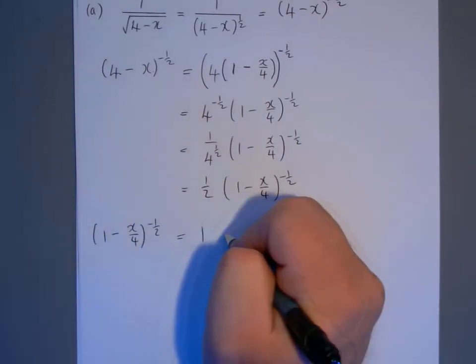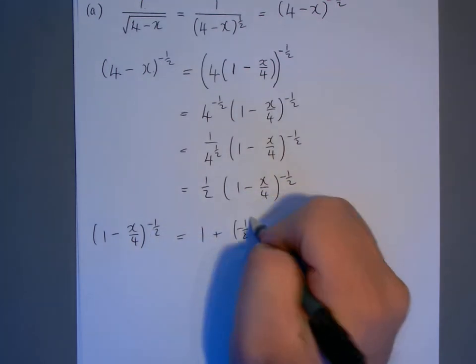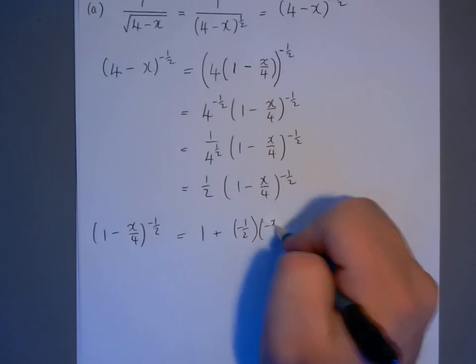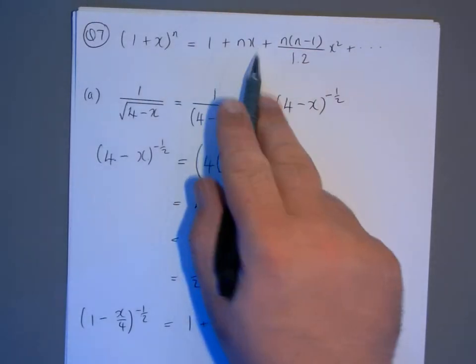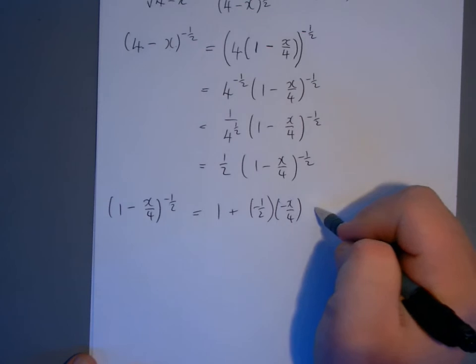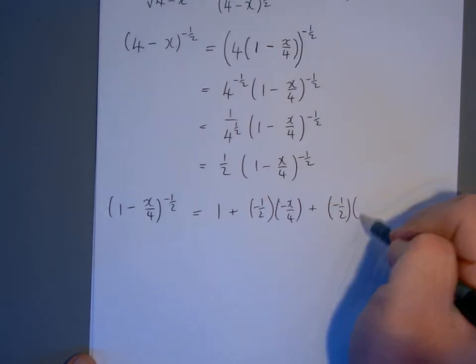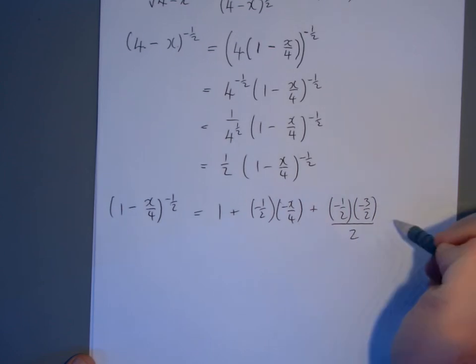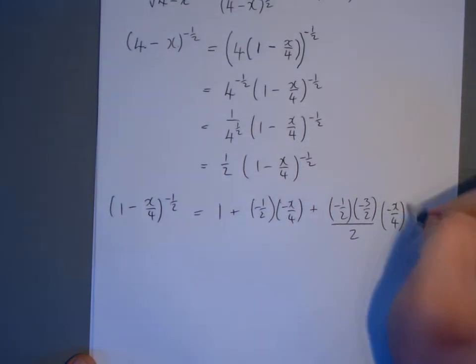So we've got 1 plus then the power, which is negative half, times x, which is negative x over 4. So I'm looking at the top of my page, which is in your formula booklet as well. So I'm using that there. And then plus then n, the power, minus half, times n reduced by 1. So take away 1, minus 3 over 2, all over 1 times 2, which is 2. And then we've got to square this here, so negative x over 4, all squared.